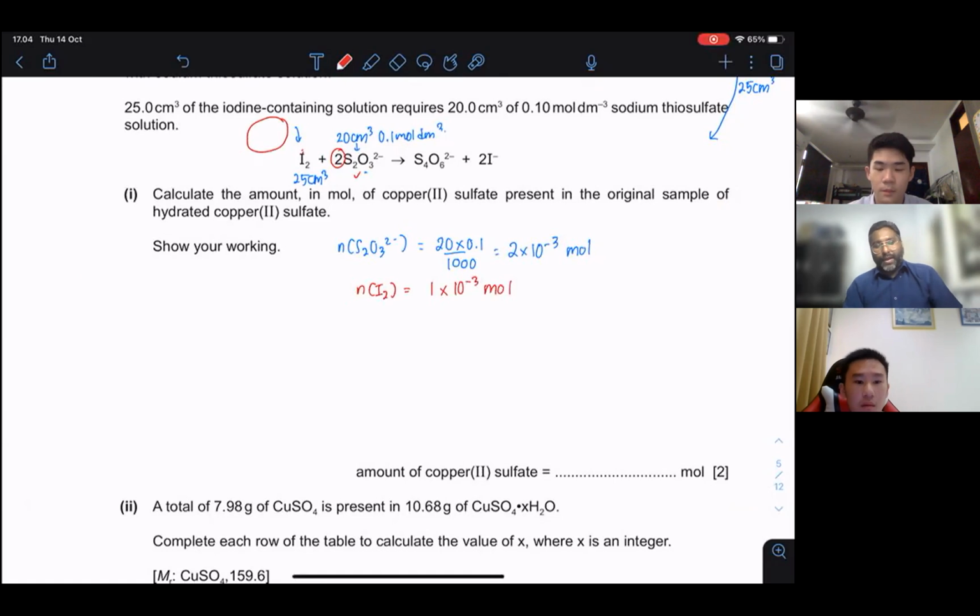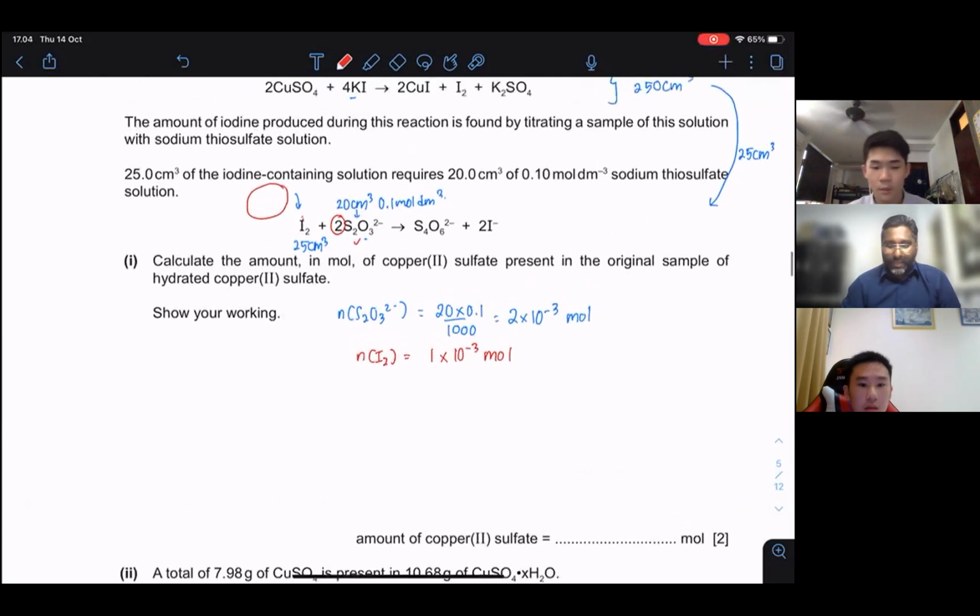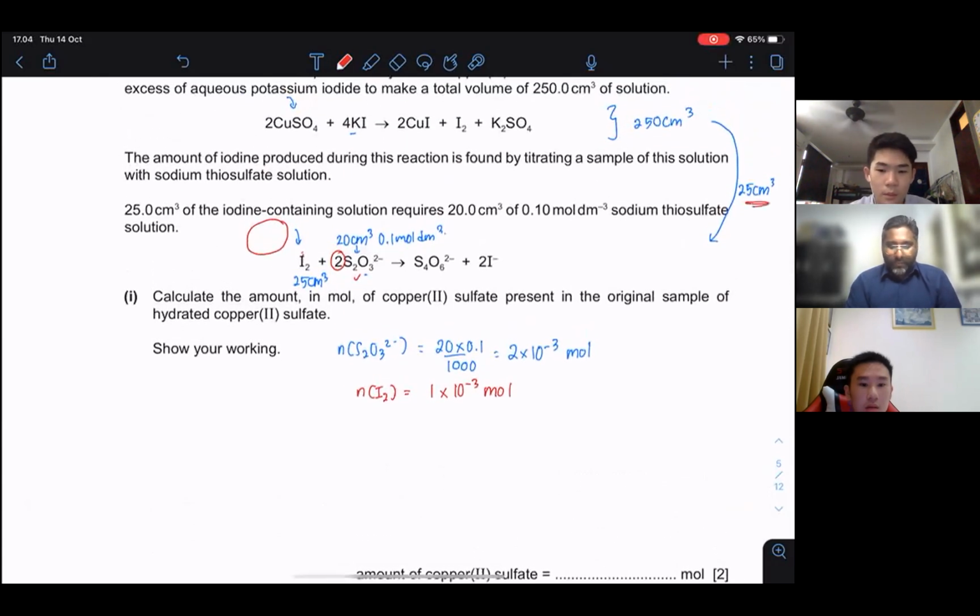Do remember the number of moles of I2 that you found out is only in 25 cm cube. So you need to change it to 250. Just take it as one example: if I divide this into 10, one small portion of it contains this amount, which is going to be 1 times 10 to the power of negative 3. I am just looking for the entire portion of it.